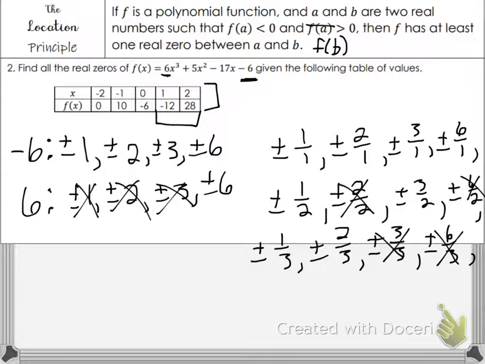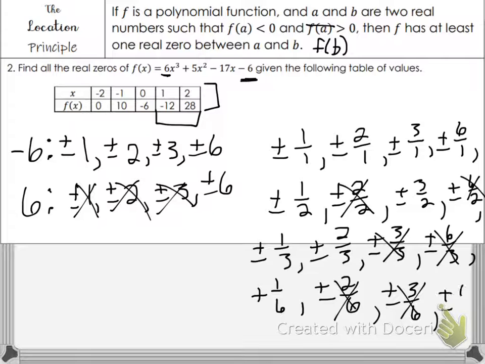Now I got to put them all over 6. Plus or minus 1 over 6. Plus or minus 2 over 6. Do I already have that? Yeah, that's 1/3. Plus or minus 3 over 6. That's 1/2. Did I already have 1/2? Yes, I do. Plus or minus 6 over 6. I already have a 1 over 1.